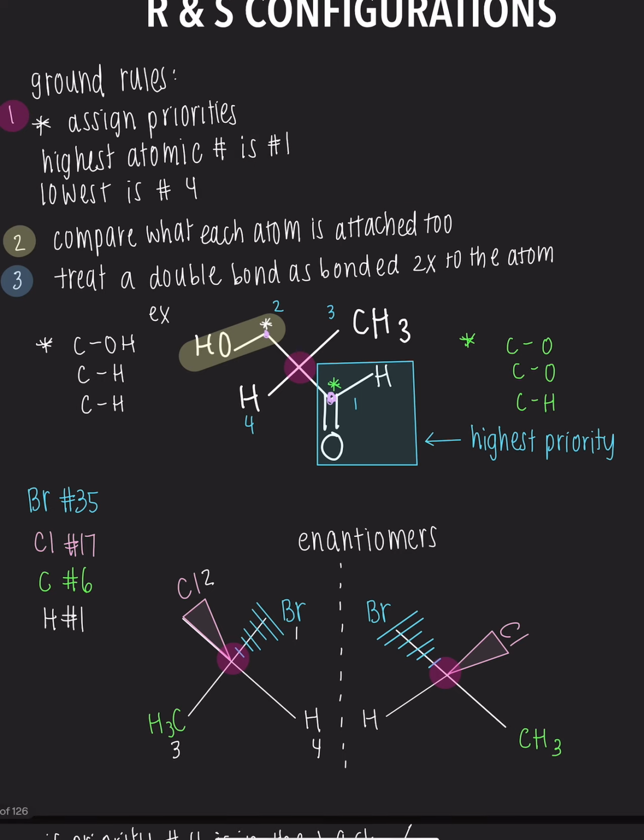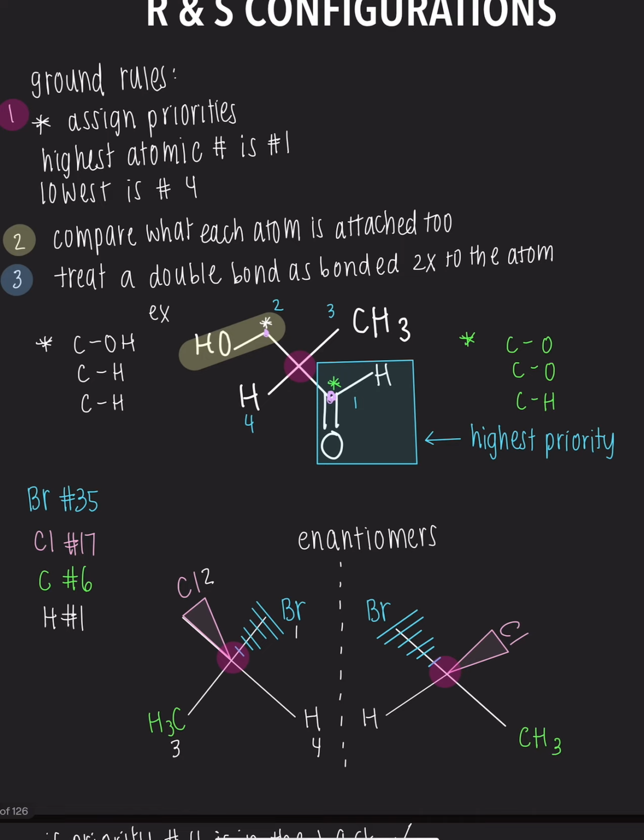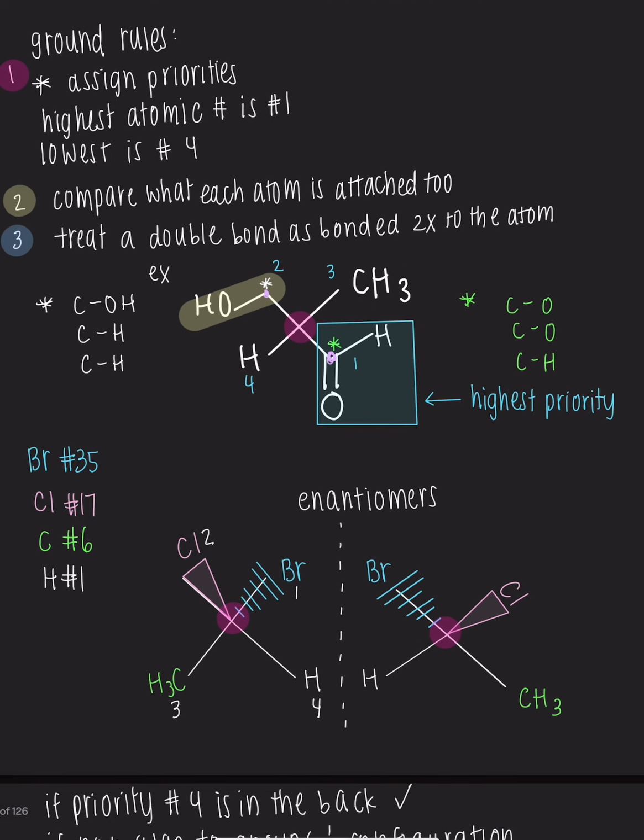Okay. So that is how you're going to find the priorities. In this example that I showed you here, this is the highest priority because again, it's acting like it's double bonded, so it is attached 2 times to an oxygen. The alcohol, on the other hand, the carbon is only attached 1 time to the oxygen. And the methyl group is attached to only hydrogens. And then number 4 is just a hydrogen.